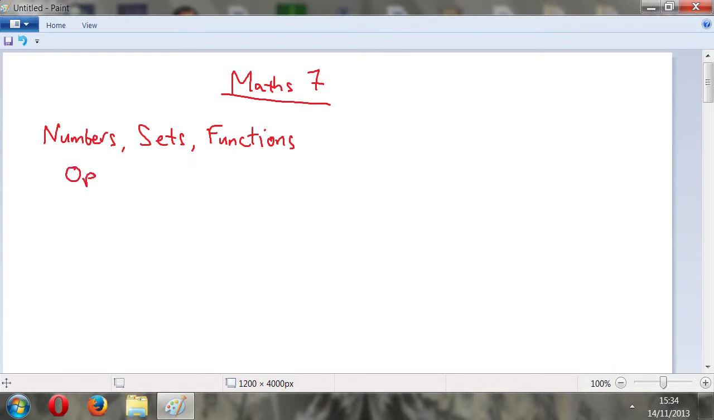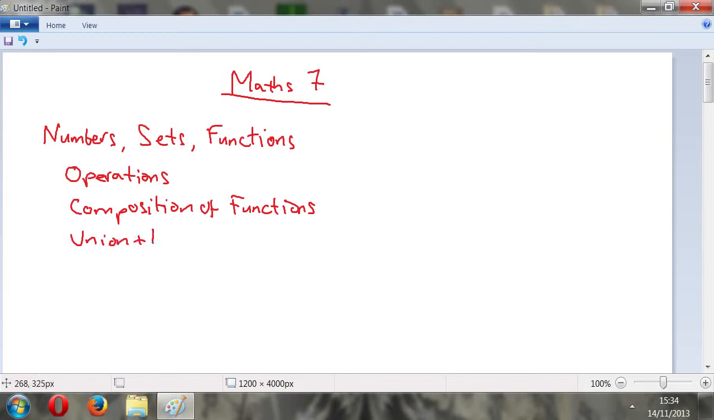So we have to consider certain things. We have to consider operations on the objects. We also have to consider a composition of functions, and also the union and intersection of sets. Those are some of the things that we're going to be doing when we deal with numbers, sets, and functions.